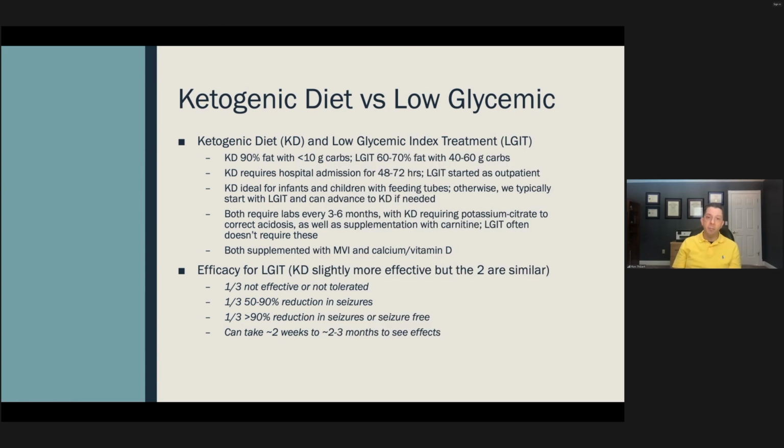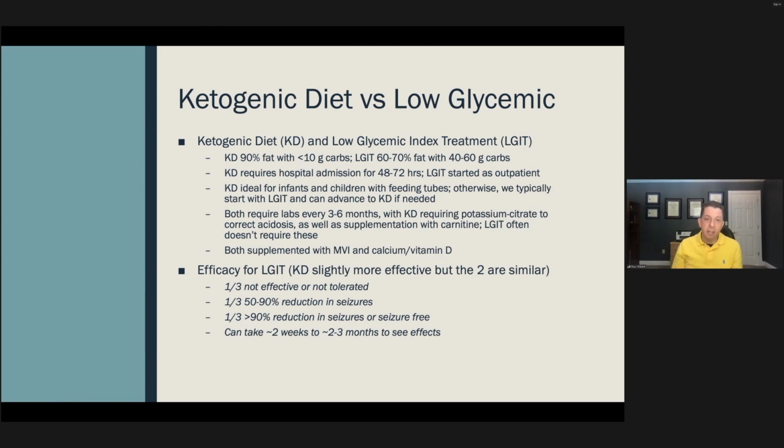For keto, we have to admit, we usually do Monday to Wednesday admissions, because you're switching over that metabolism so fast, and you can get really acidotic. So when you're burning fat, you get these ketones in your blood, and they're basically fatty acids. So when your blood gets too much acid in it, it can make you feel really crappy and nauseous. So we do it in the hospital knowing that that's going to happen at some point, and then we give a medicine to help buffer that.